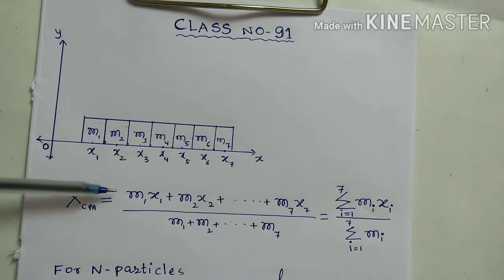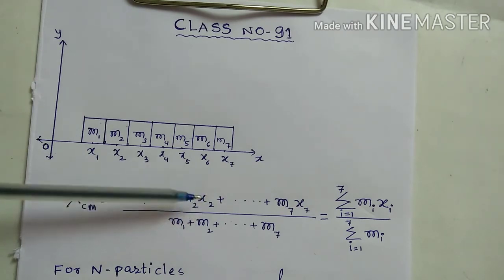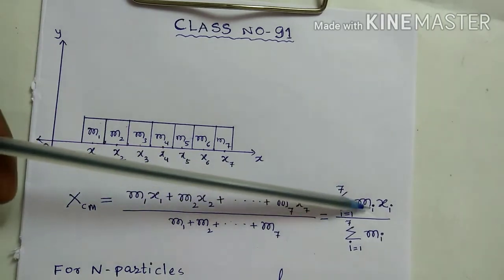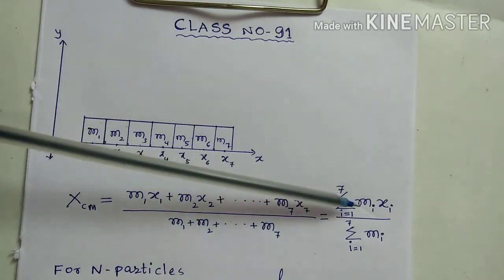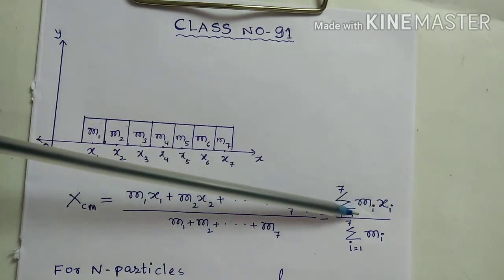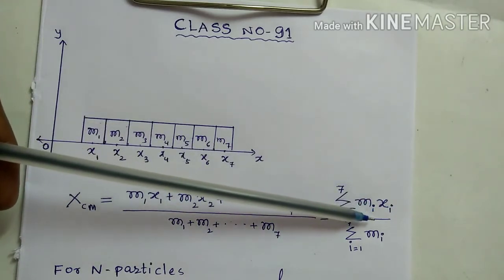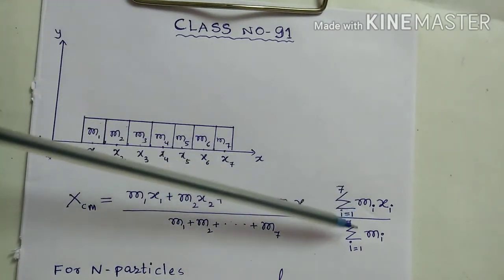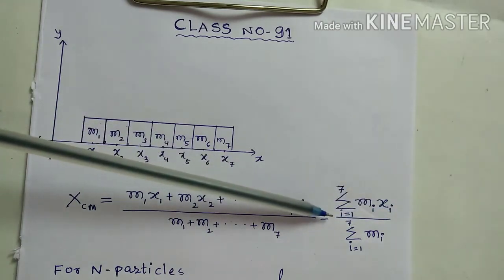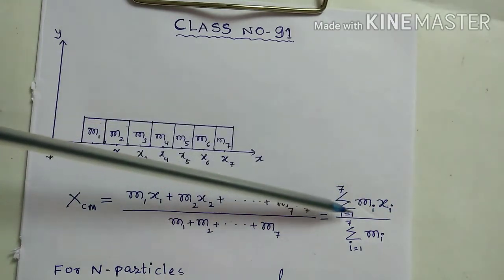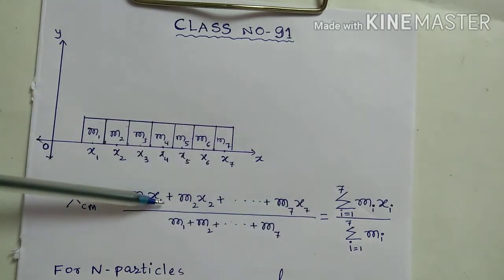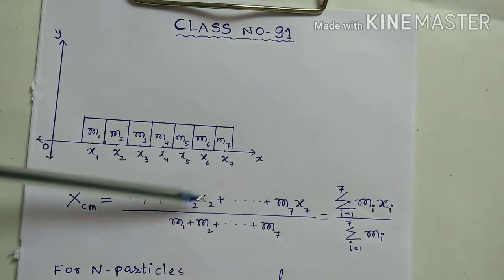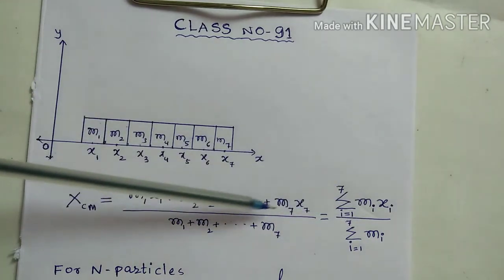So this m1 x1 plus m2 x2, we can write as a summation. This symbol you are seeing, no? This is summation over mi xi. i is a variable, which means you can change it. You give i equal to 1, 2, 3, 4, 5, 6 and so on. So summation over mi xi, i runs from 1 to 7. i equal to 1 means m1 x1. Summation means plus. i equal to 2 means m2 x2. Summation means plus. And so on.